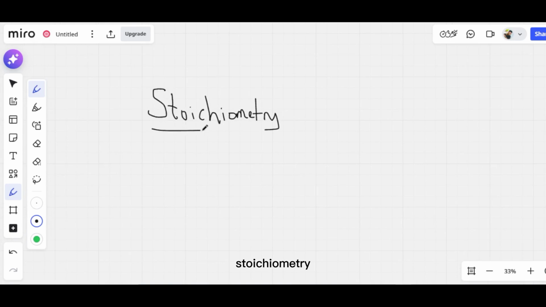Now in stoichiometry, you need to understand what we call the mole concept. And what is the mole concept? The mole concept has to do with number of moles. All right. So number of moles has different formulas and is represented by n. So one of the formulas is number of moles equals mass of a substance over molar mass.